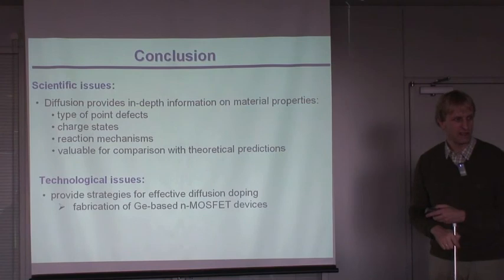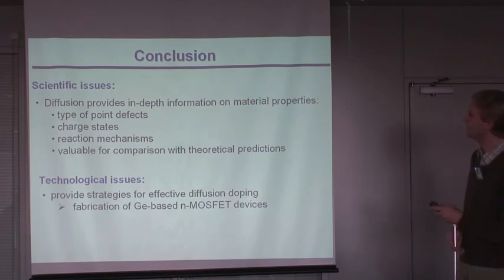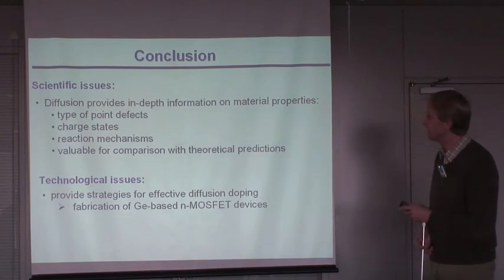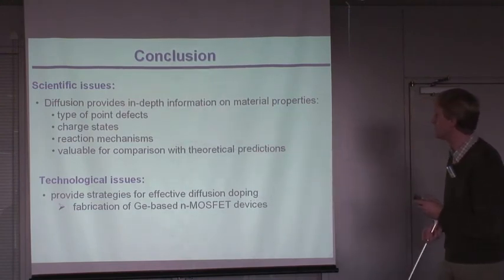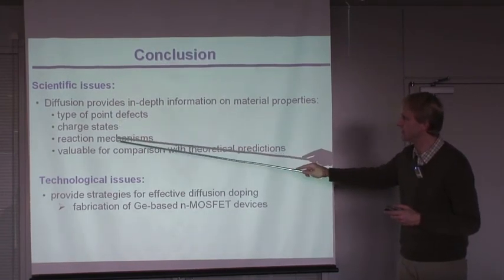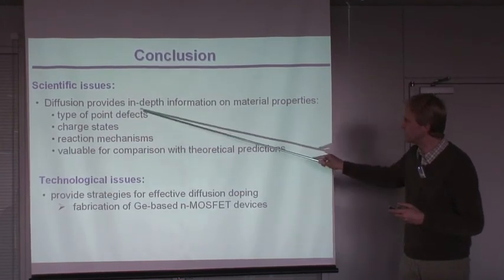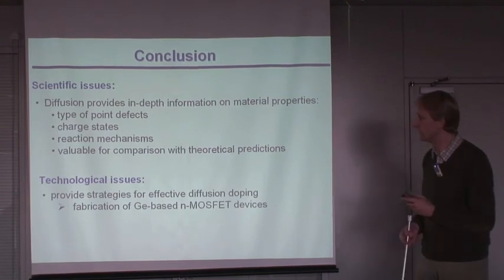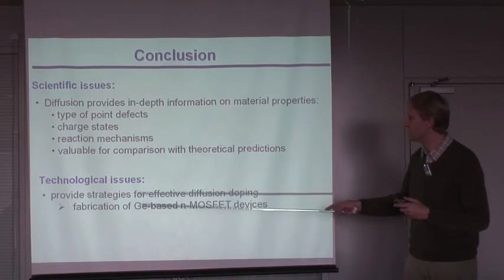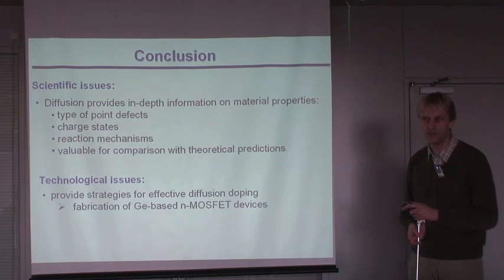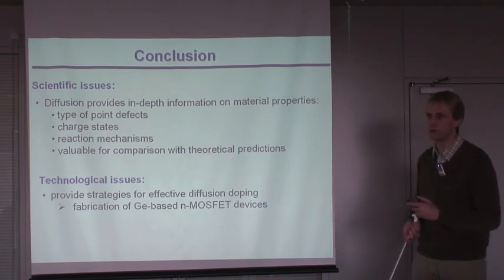And with that, I'm at the end. I hope I could convince you a little bit on the scientific issues of diffusion, that it provides really in-depth information on material properties, like the type of point defects, the charge state, reaction mechanisms, and all this information you get out from these diffusion studies is very valuable for comparison with theoretical predictions. If you look into theoretical papers on ab initio calculations on the stability of defects, they do a lot of comparison with diffusion data.